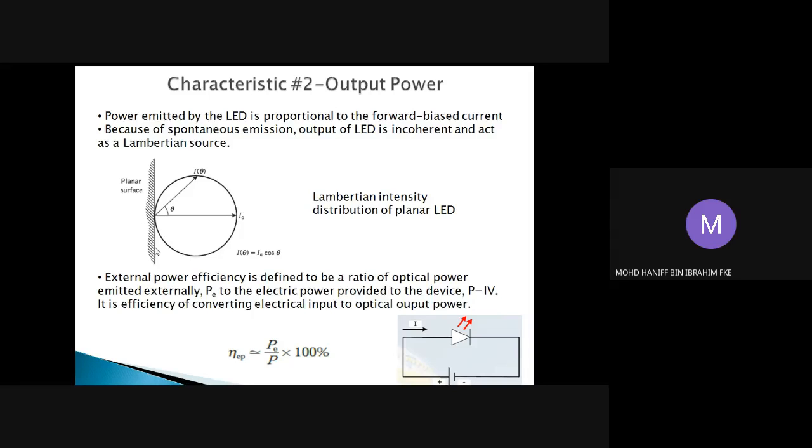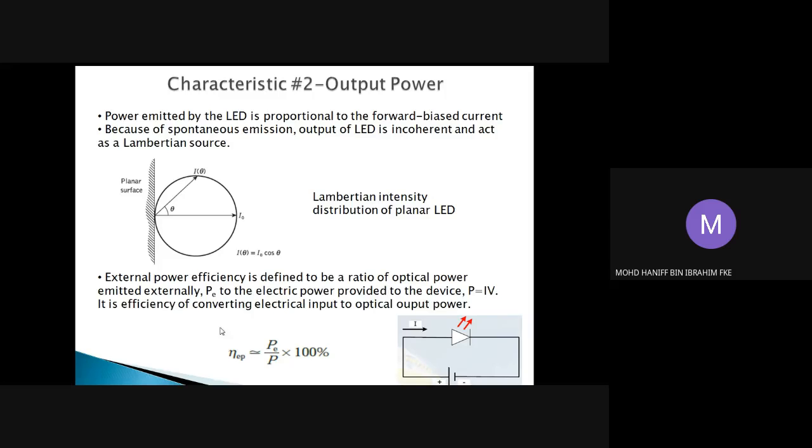So the characteristics of light emitted by this LED can be represented by a Lambertian source, which is based on the equation of I(theta). I(theta) is the profile of light emitted and equals I naught cos theta, in which I naught is the maximum amplitude of the light. This is a Lambertian intensity distribution of the planar LED.